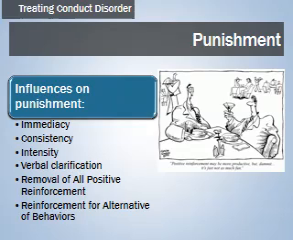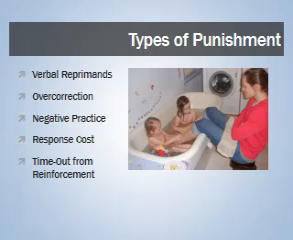Let's talk about types of punishment. Verbal reprimands, overcorrection, negative practice, and response cost, as well as timeout from reinforcement. So let's go through these pretty quickly.